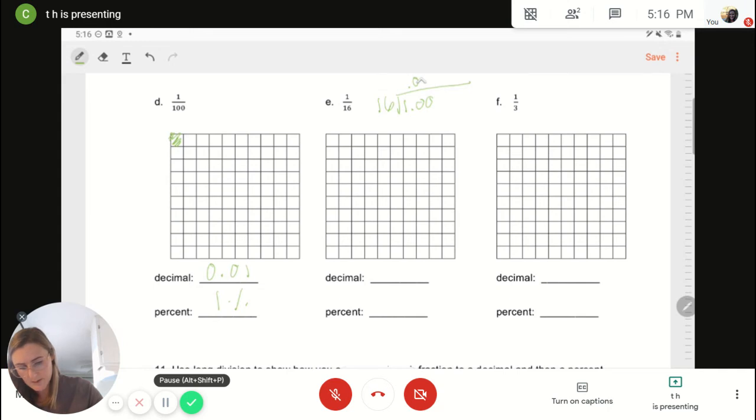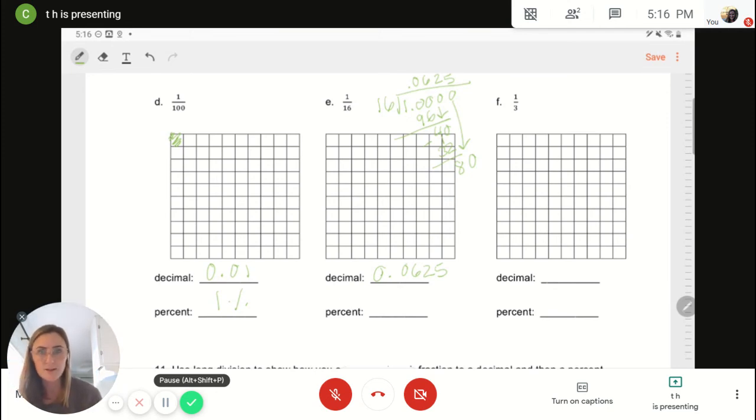It goes into 100 6 times. If I were to do 6 times 16 on my calculator, I would get 96. And 100 minus 96 is 4. I'm going to bring down a 0. 16 goes into 40 2 times. And then I have 40 minus 32 is 8. I'm going to bring down one more 0. And 16 goes into 80 5 times. So 1/16 as a decimal would just be 0.0625. And as a percent, remember, we're just going to move it 2 places.